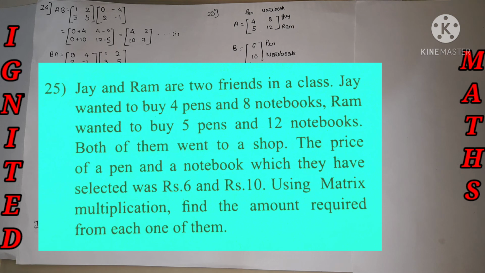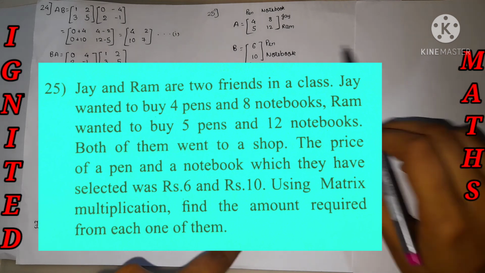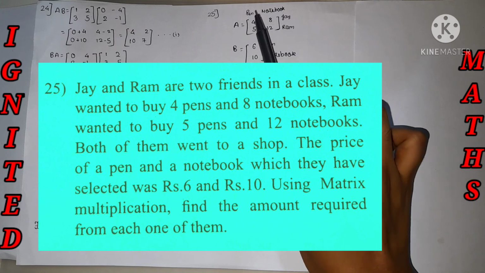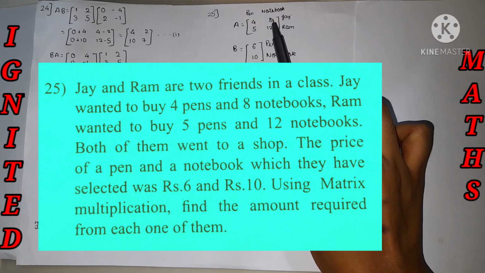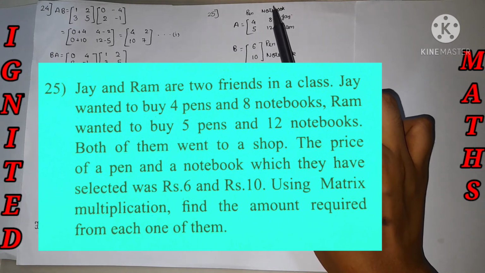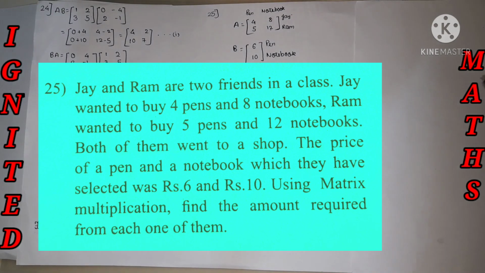There are two friends, J and Ram. J wanted to buy 4 pens and 8 notebooks, and Ram wanted to buy 5 pens and 12 notebooks. So it's completely based on J and Ram, pen and notebook. So we'll write J and Ram, pen and notebook. J wanted to buy 4 pens and 8 notebooks, and Ram wanted to buy 5 pens and 12 notebooks. This is the A matrix, which we have named as the A matrix, though the question has not mentioned it.